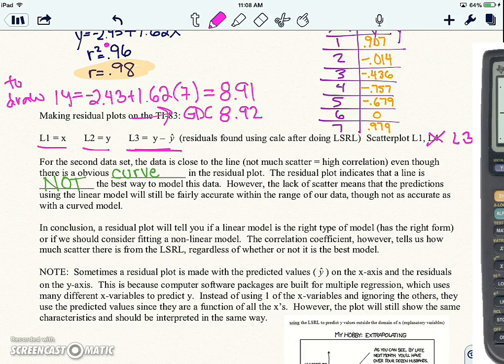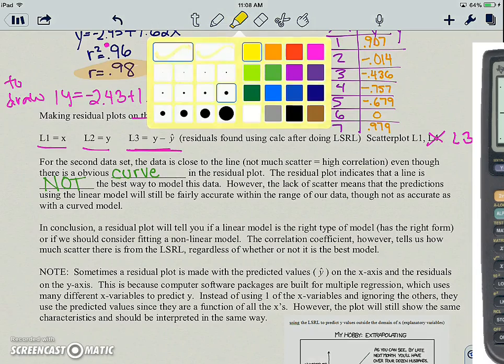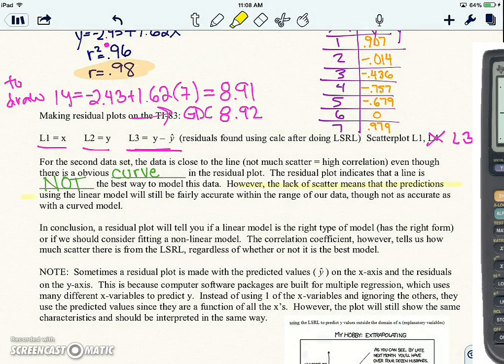Okay, so again, for the second data set, the data is close to the line, not much scatter, high correlation, even though there's an obvious curve in the residual plot. The residual plot indicates that a line is not the best way to model this data. However, the lack of scatter means that the predictions using the linear model will be pretty accurate, but not as accurate as curved data. In conclusion, a residual plot will tell you if a linear model is the right type of model, i.e. has the right form, or if we should consider using a nonlinear model.